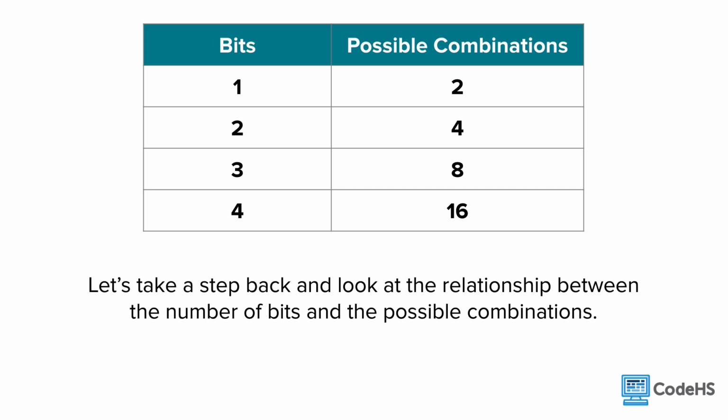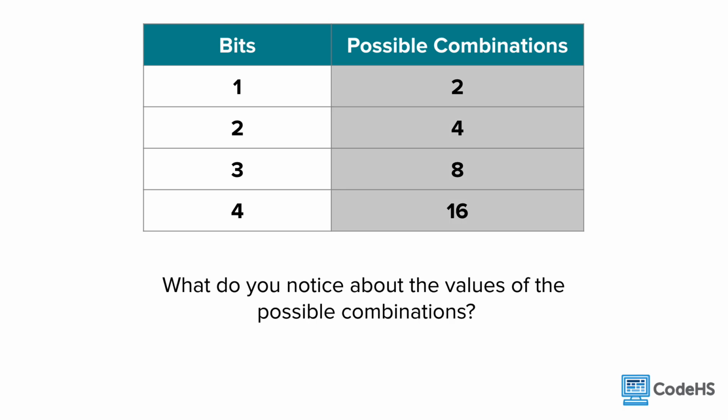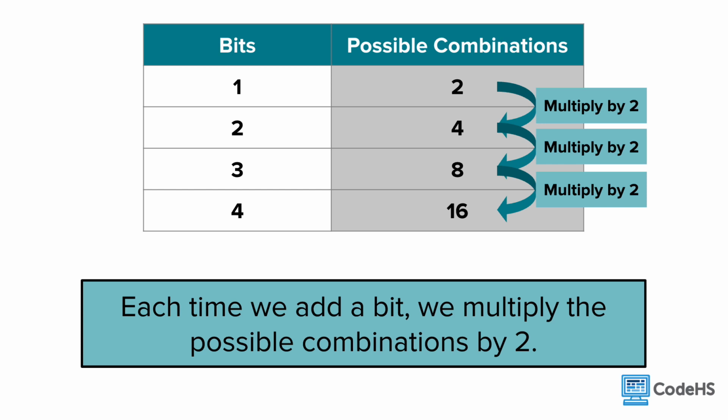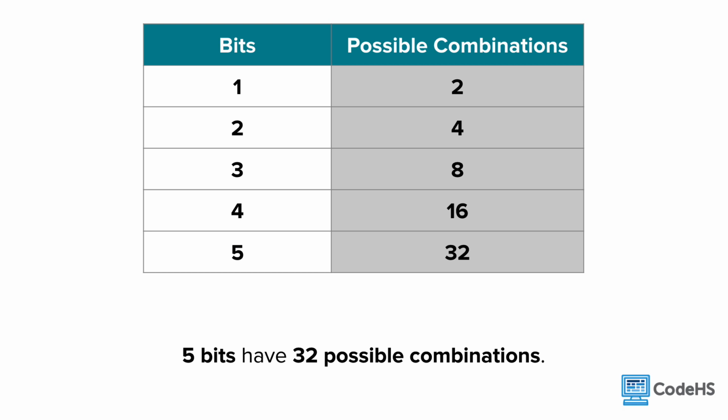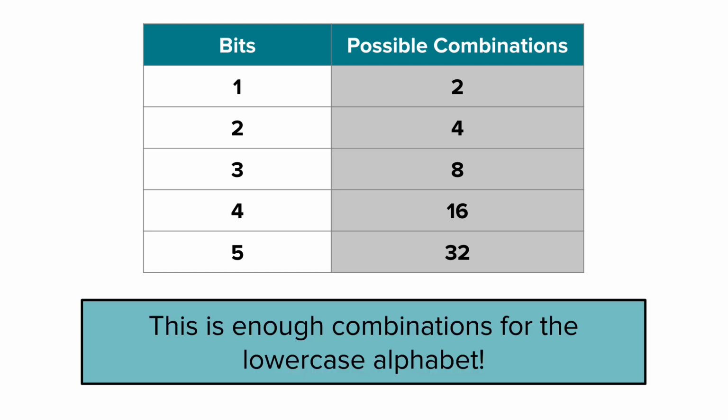So let's take a step back and look at the relationship between the number of bits and the possible combinations. What do you notice about the values of the possible combinations? You may have noticed that each time we add a bit, we multiply the possible combinations by 2. So if we have 5 bits, we have 32 possible combinations. This is enough combinations for the lowercase alphabet, halfway there.